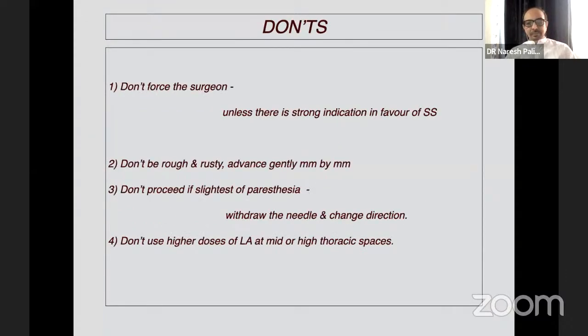There are some don'ts. Don't force the surgeon to do it under segmental spinal if he is not willing to do it, unless there is a strong indication in favor of segmental spinal. Don't be rough and rusty. Advance gently, millimeter by millimeter. Always take your own time. There's no rush. You should go bit by bit, removing the stylet after every loss of resistance. That will add to the more safety of this technique.